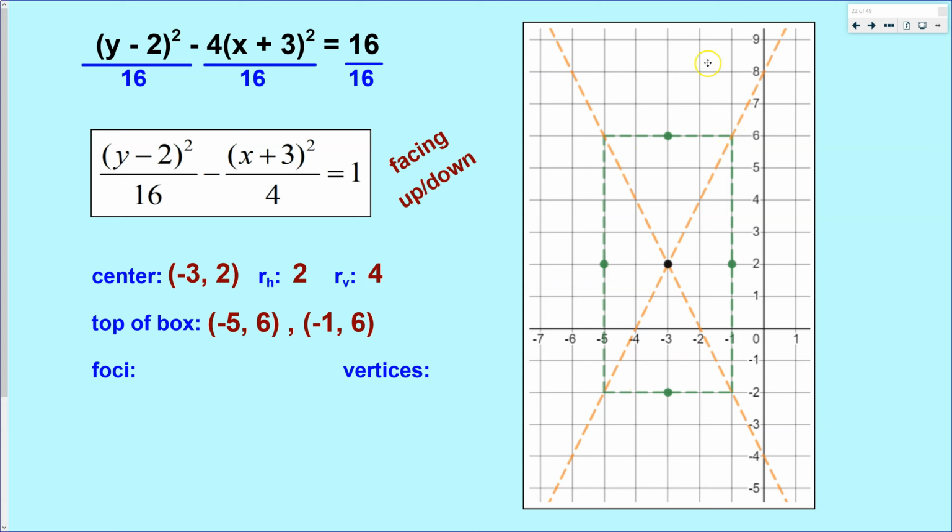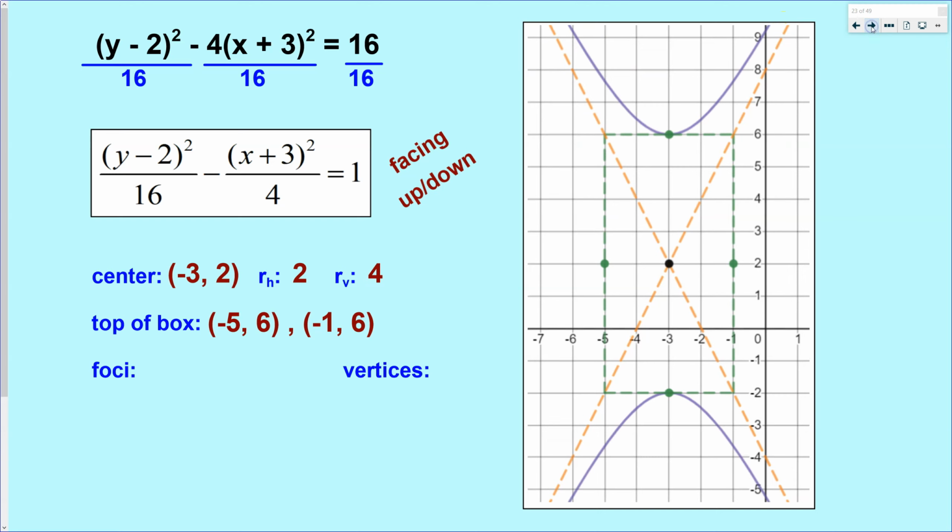Once I have those asymptotes, then I have the question, is it facing upwards or is it facing left and right? So then I just go back here. The positive term is first, the y term, so it's facing up and down. So I do my best and start drawing at my vertex and creep towards this asymptote, and put an arrow on each side. So I can throw that hyperbola shape in there, and then all I have to do from there is name my vertices. So I chose the top and bottom vertices, and then I have to calculate the foci.